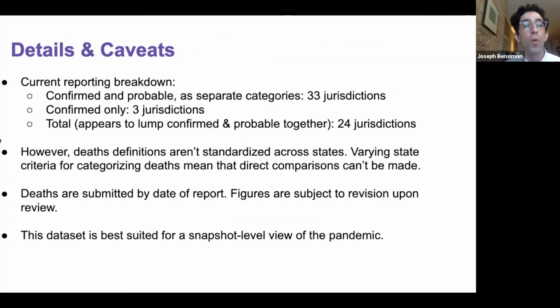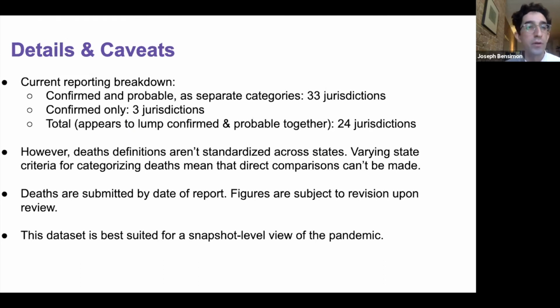So just by way of a breakdown in terms of what states are reporting what: currently 33 jurisdictions are reporting both confirmed and probable deaths. There are 3 jurisdictions which are only reporting confirmed deaths, and then there are 24 jurisdictions which report a total number. Our best understanding is that they're lumping confirmed and probable deaths together in this number.